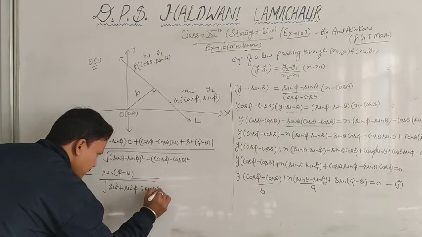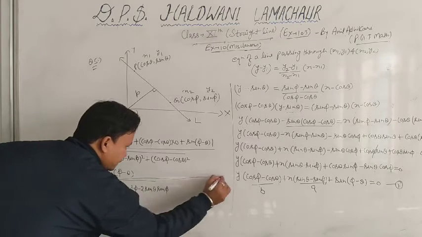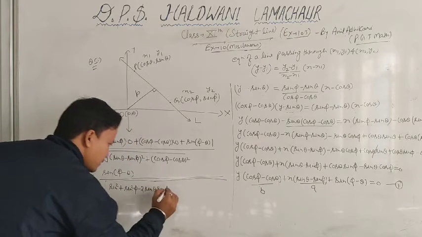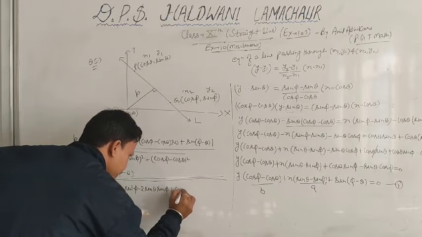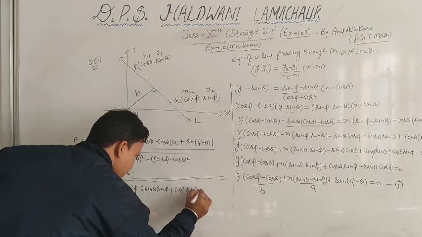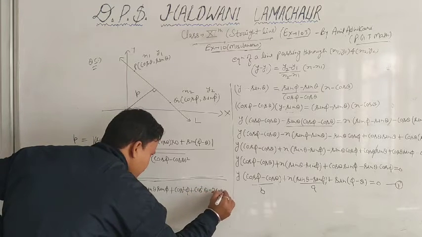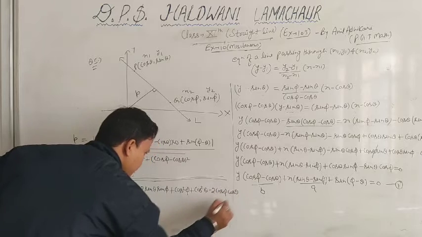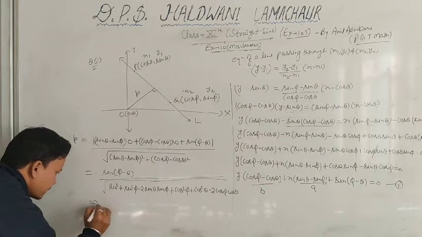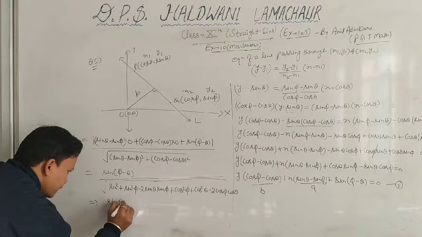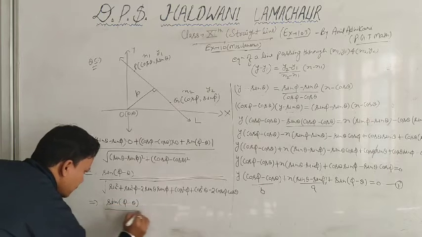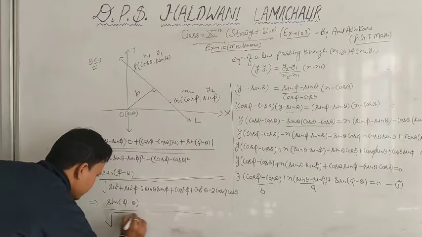Okay, sin theta sin phi, and from here cos square phi plus cos square theta minus 2 times cos phi cos theta. So we can write it sin phi minus theta upon root.